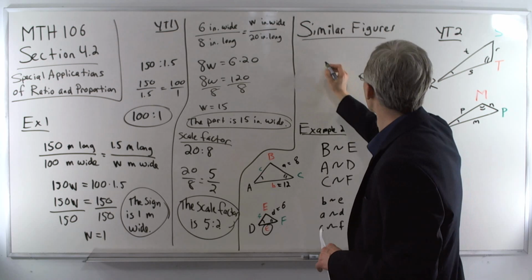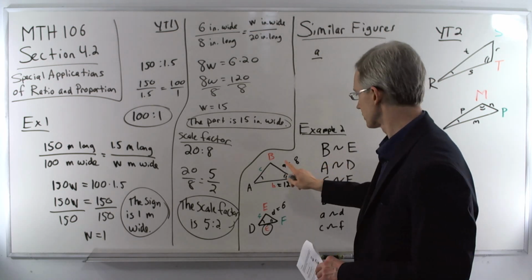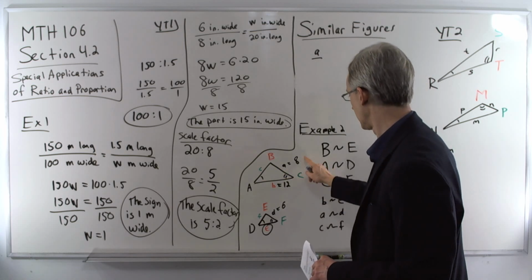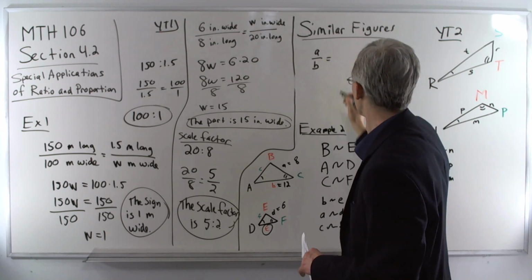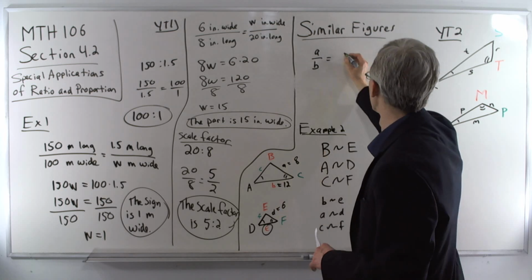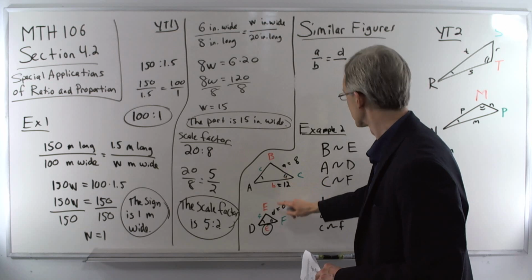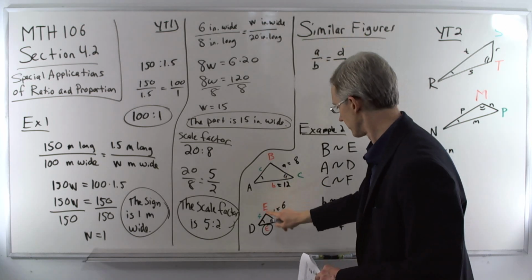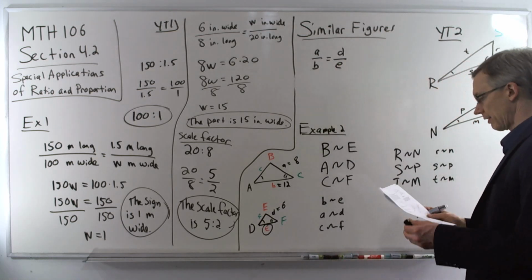Setting up the proportion, there's a bunch of different ways we can do this. I'm just going to start with a big triangle and do this side over this side. 8 over 12. That's side A over side B. Now, what corresponds with side A is side D. So in the other triangle, pick the corresponding side and put it on the same side of the divisor line. And corresponding with B is E. So E goes down here. And now we can fill in the numbers.